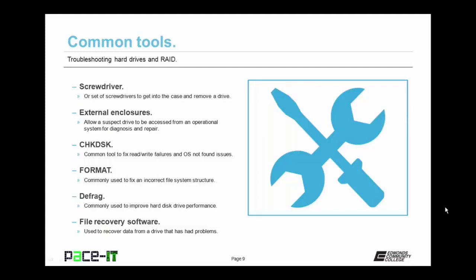Then there's also defrag, which is used for defragmentation of a hard drive to improve the performance of a hard disk or RAID array. And the final tool that's used when troubleshooting hard drives and RAID arrays is file recovery software. This is used to recover data from a drive that has had a problem.